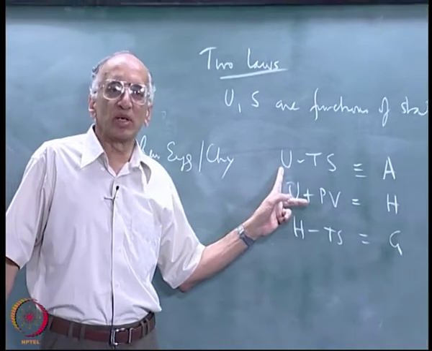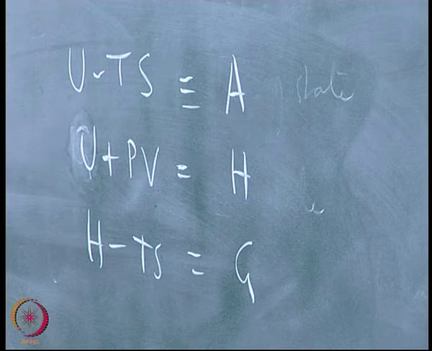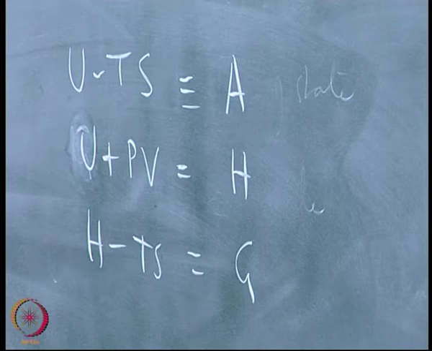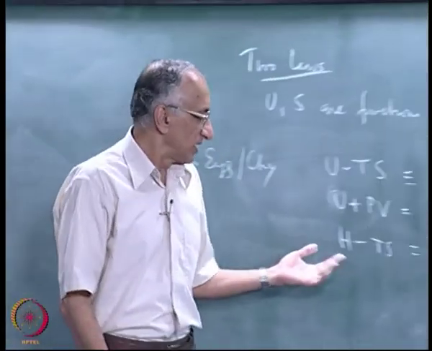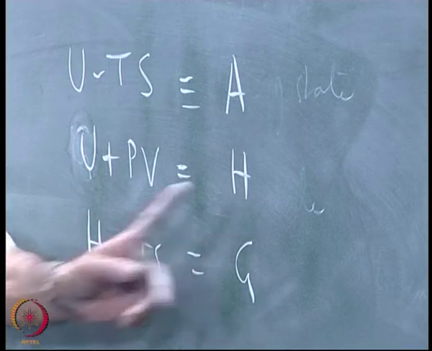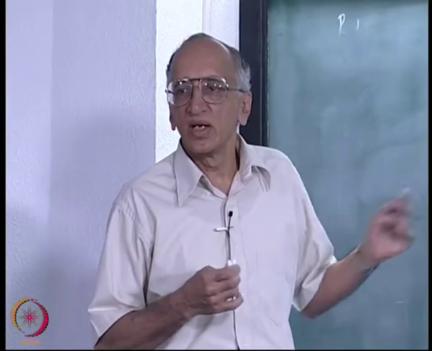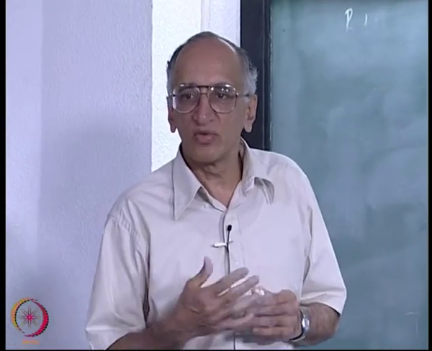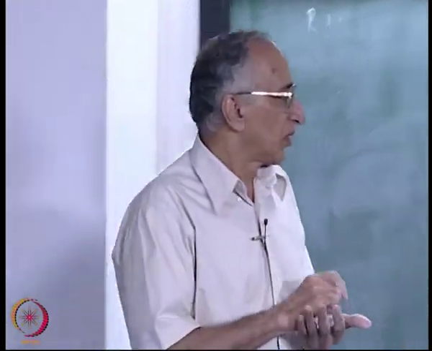You can show that U is a minimum when V and entropy are held constant, but you do not have an entropy meter, so there is no way you can stick a meter and say this process has entropy constant. You can talk about adiabatic processes, but it is not the same thing as an isentropic process. Similarly, you can use enthalpy if it is S and P that are held constant. So we will show these results, but the useful results are those in which the constraints are meaningful. T and V being constant, very meaningful for closed systems. T and P being constant are very meaningful for open systems.